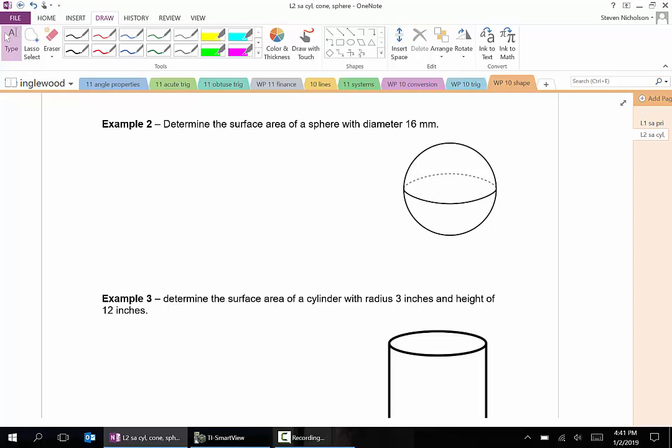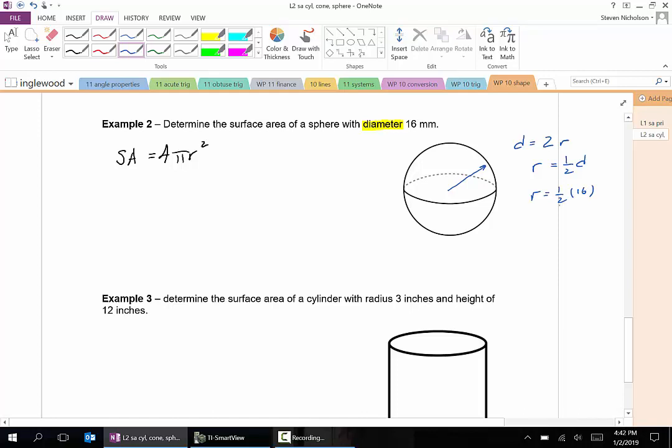Okay, example number 2. Determine the surface area of the sphere with diameter 16. So this one's a little bit tricky because we're told something about the diameter of the sphere, but remember, in the formula, we don't have diameter, we have radius. So all we need to remember is diameter is 2 times radius, or radius is 1/2 of diameter. So our radius is going to be 1/2 of 16, which is equal to 8 millimeters.